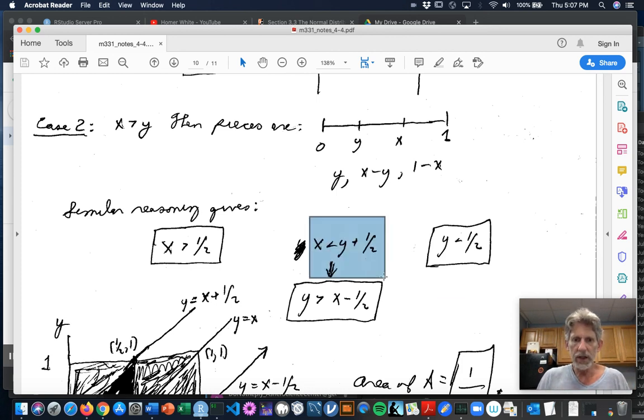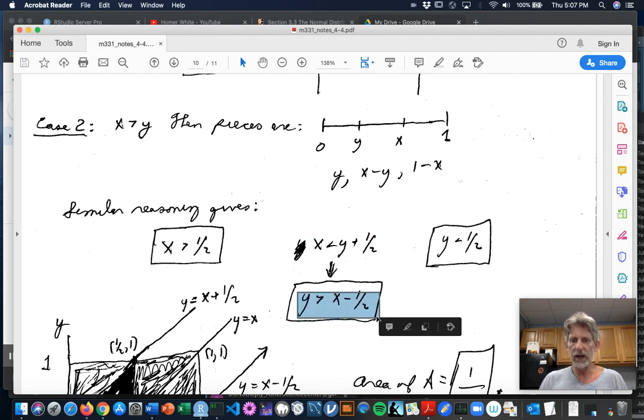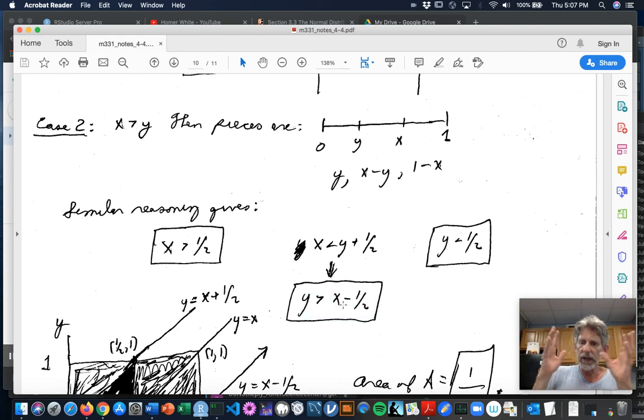But this middle one, I kind of prefer to solve it for y in terms of x. So that's the one I'm boxing in for later reference. Okay, so we've got all these inequalities to consider.